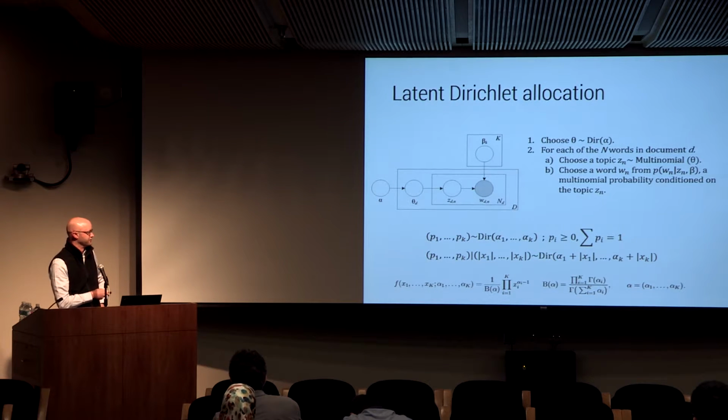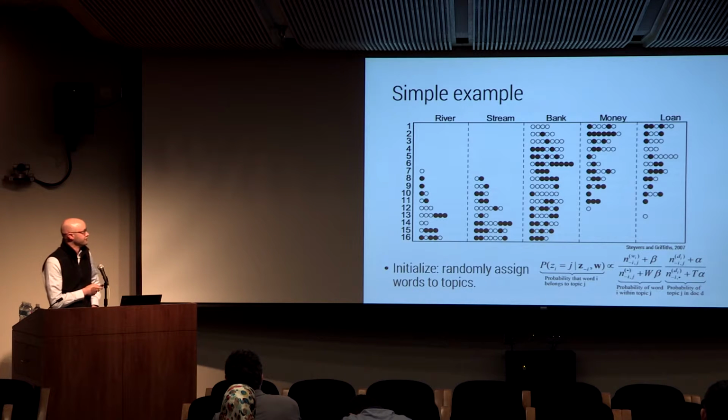This is kind of the story I just told. The nice thing about using a Dirichlet is it's the conjugate prior to the multinomial distribution, so it's easier to parameterize given a data set. And that's just the probability density functions. So here's a simple example.